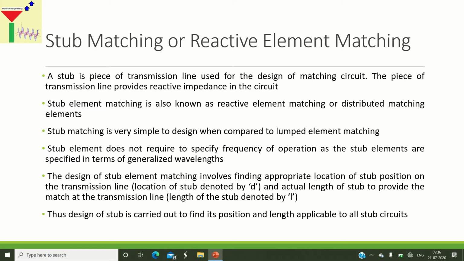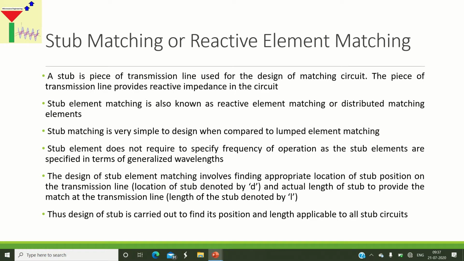So the stub element or the piece of a transmission line is going to provide us a certain value of reactance or susceptance. Okay, so the desired value of susceptance or reactance is provided by the transmission line. Okay, and by using this transmission line, we will construct an impedance matching network, which we call stub matching, or it is also known as reactive element matching. Okay, so stub matching is also known as reactive matching, or with some other name, it is also known as a distributed matching circuit.